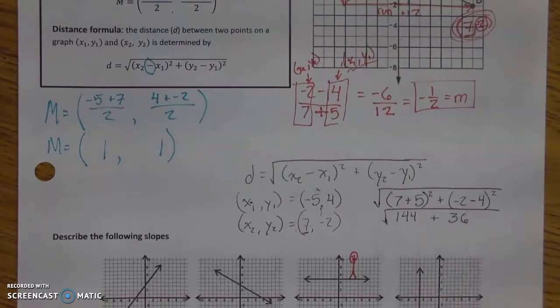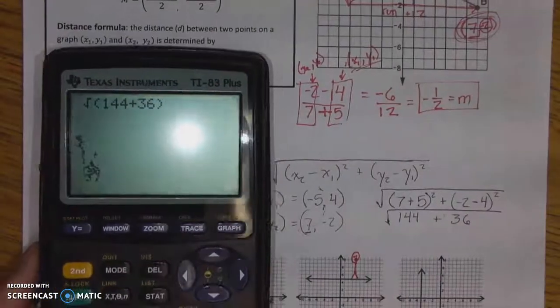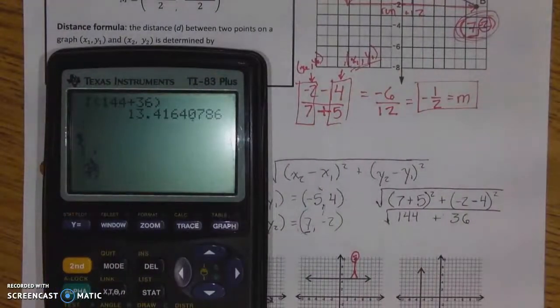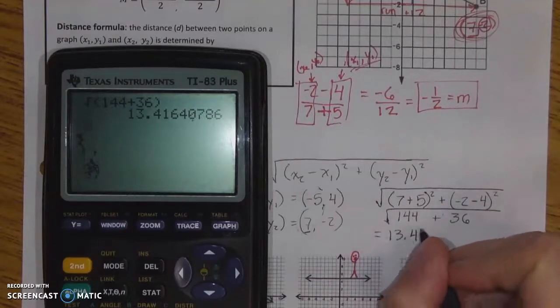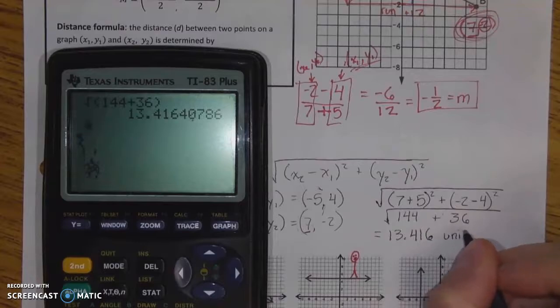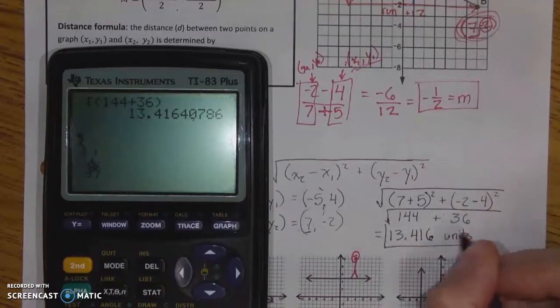At this point, I can just type that in, and that will give me my distance. So here, I have the square root of 144 plus 36, which is 13.416. And I don't really know what units I'm using, so I'm just going to write units instead.